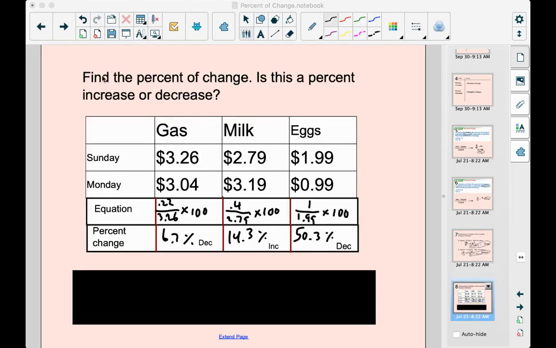All right, welcome back. Hopefully these are the answers that you got. For gas, it went down. So 22 cents divided by 3.26, multiplied by 100 to make it a percent, gives you about 6.7%.